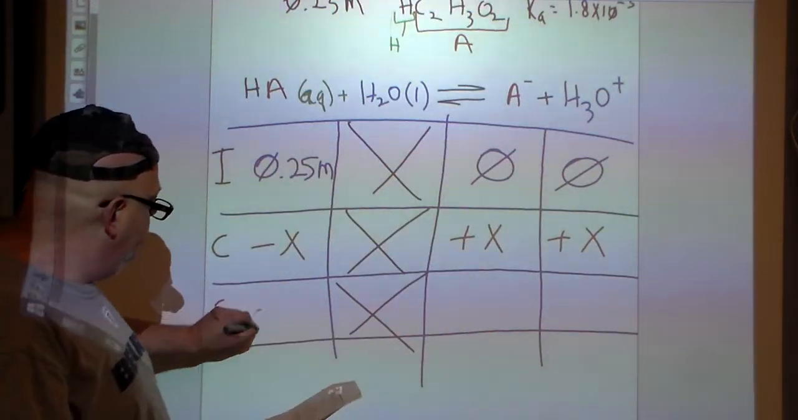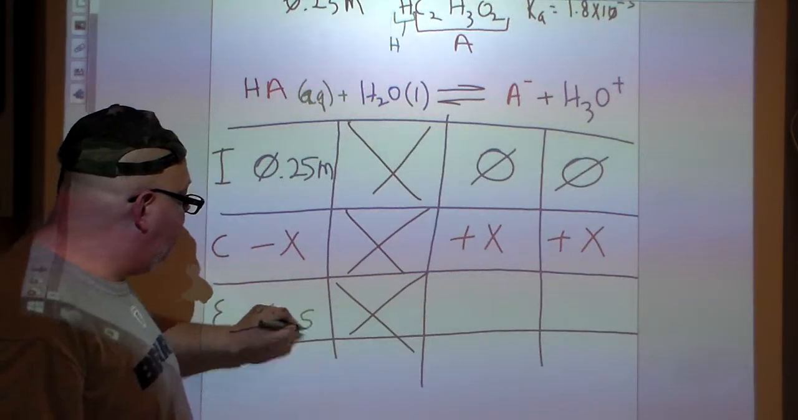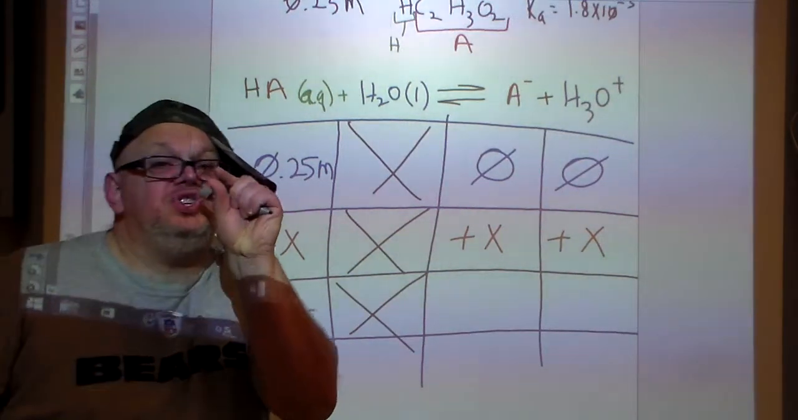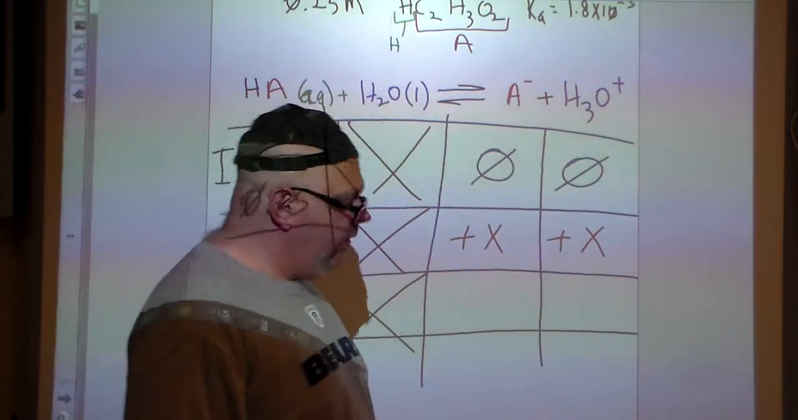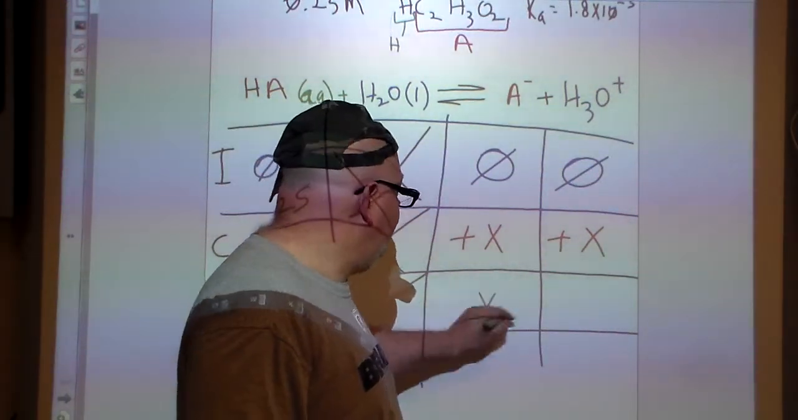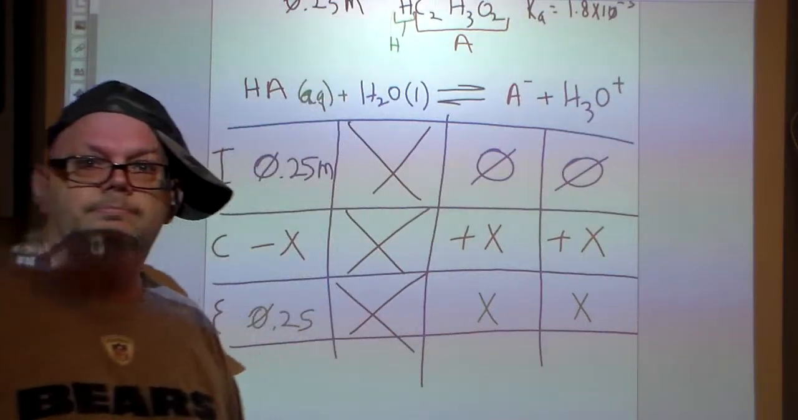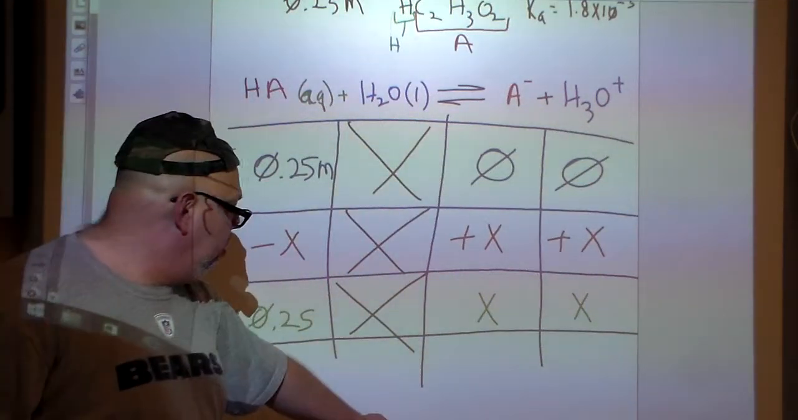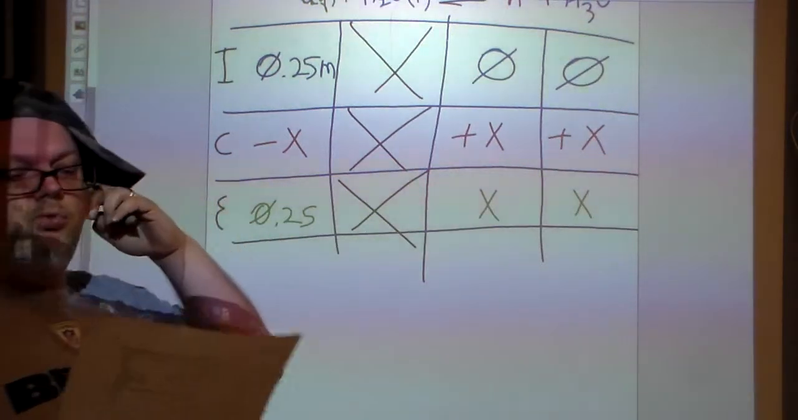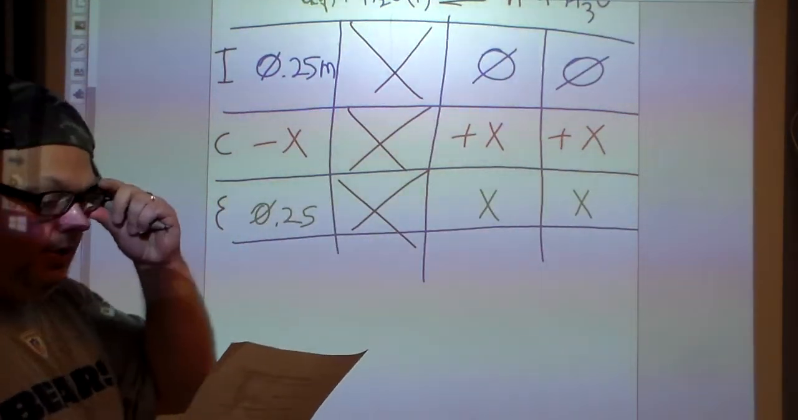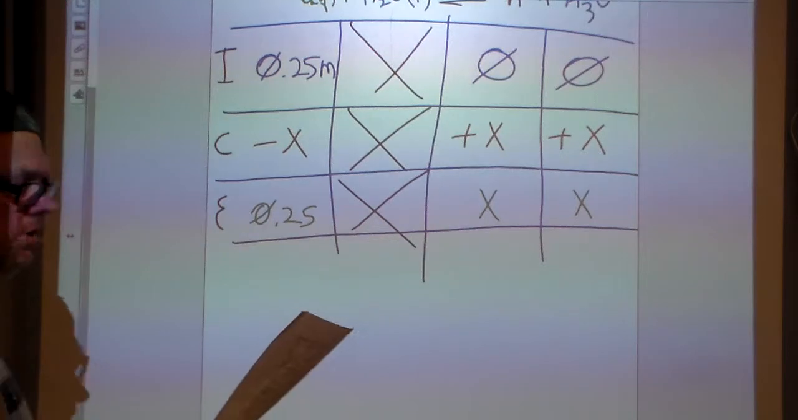We got ourselves a 0.25 because we're assuming x is so tiny, we don't have to worry about it here. And then over here it's going to be x and x. So this is what our equilibrium concentration looks like. We don't know everything quite yet, so we assume x is pretty small.